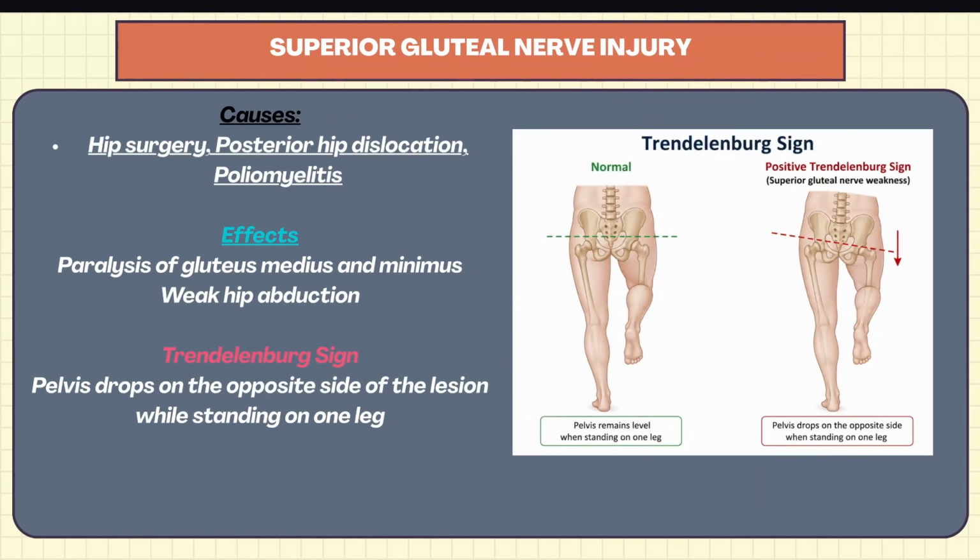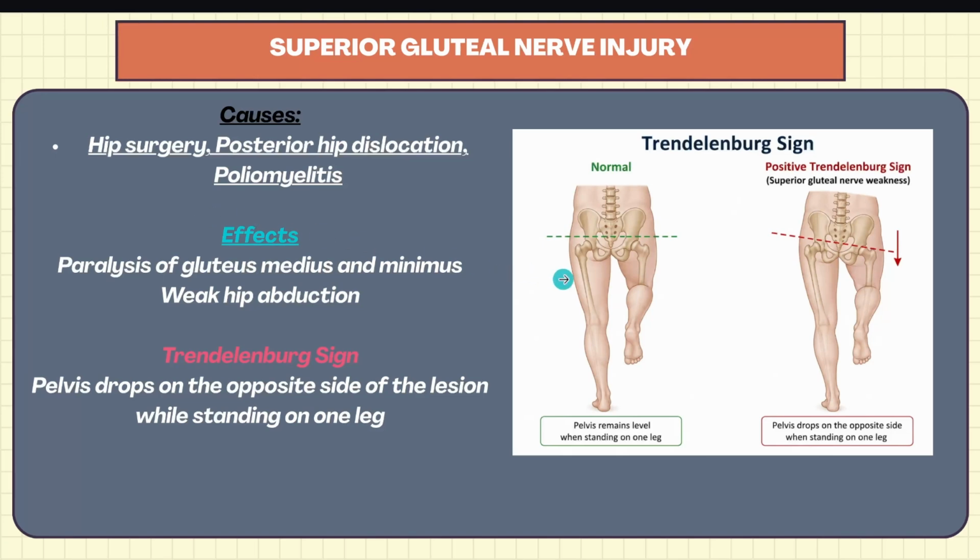Now let's talk more about the superior gluteal nerve. So with any hip surgery, posterior hip dislocation, anything like that, why do they focus on posterior hip dislocation? Because most of these cases are going to happen because of a posterior hip dislocation. So this can affect the superior gluteal nerve.